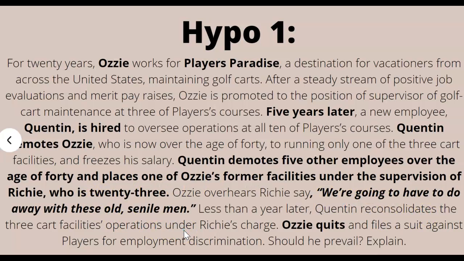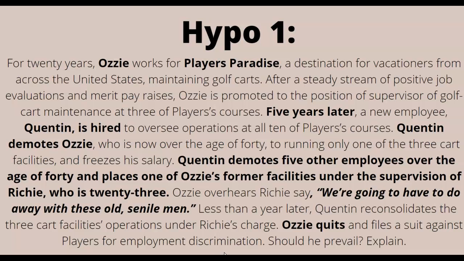Less than a year after that statement, Quentin reconsolidates the 3 cart facility operations under Richie's charge. So now we've got a complete movement to Richie. Ozzie quits and then files a suit against Players Paradise for employment discrimination. All right, member of a protected class. Adverse employment action. Did that adverse employment action happen to others outside of Ozzie's protected class?